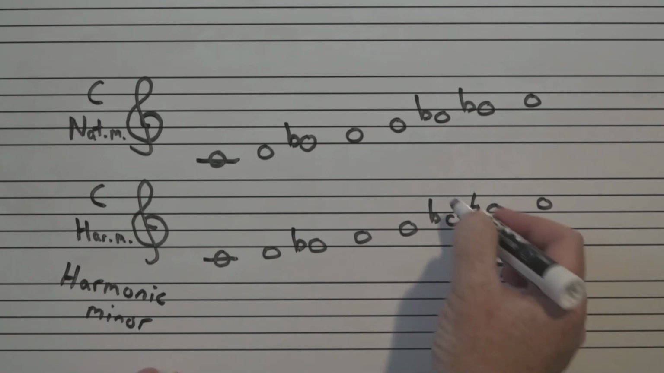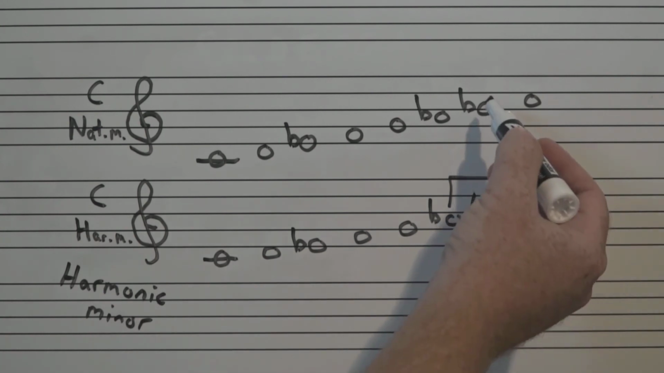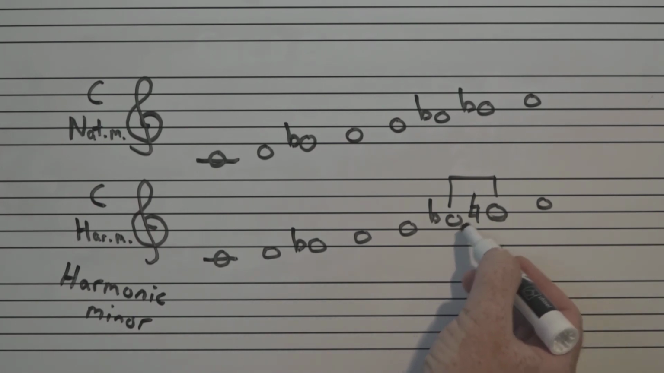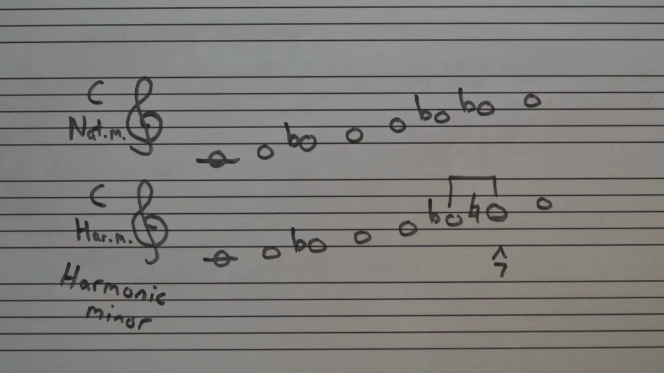Notice this leap. That is a leap of 3 half steps, and that's actually what we want. In the future, we'll call that an augmented second. So again, in that C harmonic minor scale, from natural minor scale, all you have to do is raise scale degree 7 and create that 3 half step leap from scale degree 6 to 7.